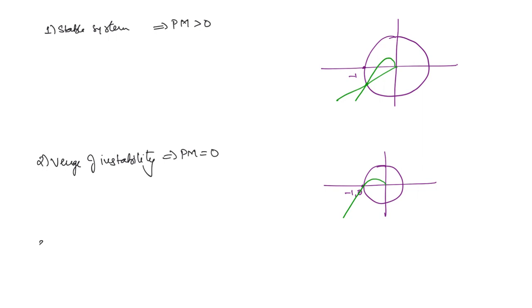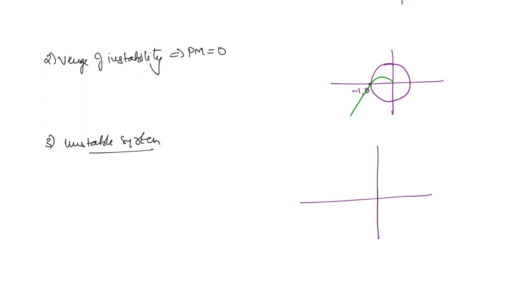Then what about the case of an unstable system? The unstable system is going to have the intersection beyond minus 1, 0. This is minus 1, 0 and the plot will be intersecting in which quadrant? In the second quadrant. So now what will this be? This will be the phase margin, but now it will be in the opposite direction. So you will get the phase margin to be less than 0. So that means if the phase margin is positive, the system is stable. If it is 0, then it is on the verge of instability. If phase margin is less than 0, it means it is an unstable system.